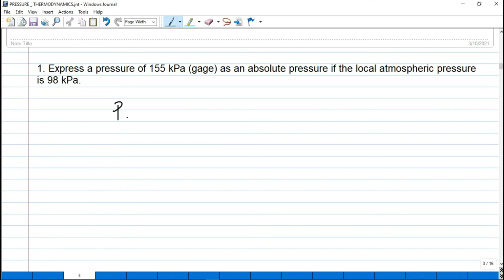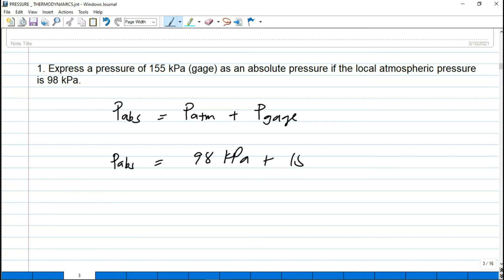So absolute pressure is equal to atmospheric pressure plus gauge pressure. Okay, so we have absolute pressure, that is atmospheric pressure. So the given atmospheric pressure is 98 kPa, so 98 kilopascals. Then the gauge pressure is 155 kilopascals. So absolute pressure is equal to, that is 253 kilopascals. So absolute pressure, lagyan natin ng A sa katabi ng kilopascal to denote that this is absolute pressure.